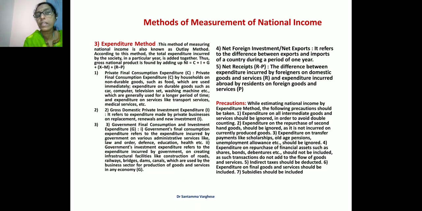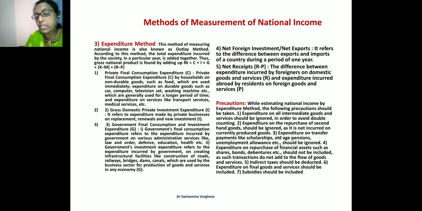Thus, the formula given is national income is equal to C plus I plus G plus X minus M plus R minus P. Now what is this? All these things we are going to discuss in detail. What is this formula? In this formula, what all things are explained and what does each denote? Private final consumption expenditure, that is C. In the formula, the C is the private final consumption expenditure.